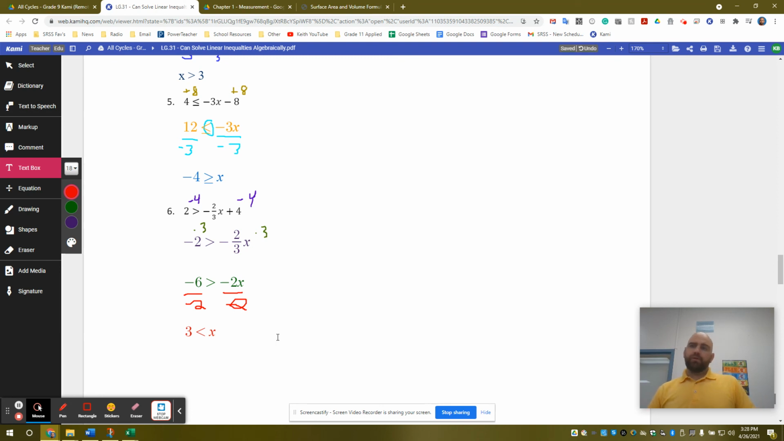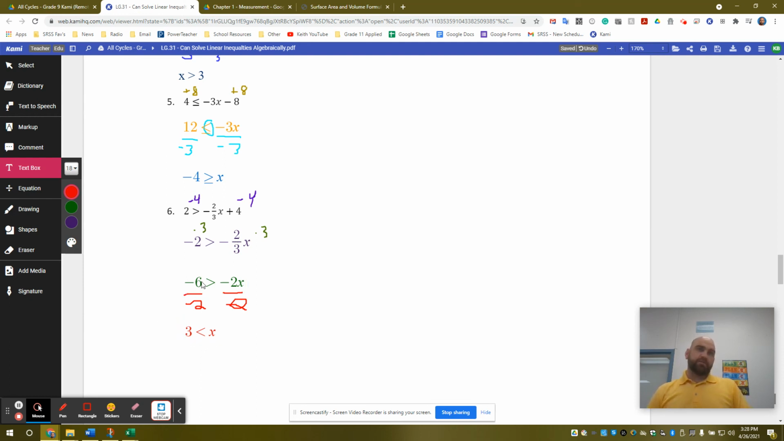So again, when we're solving them, we solve it exactly the way we would with linear equations, doing the same steps, moving the same things apart. But now if we multiply or divide every piece by a negative number, we need to make sure we flip the sign around. So the sign gets flipped. It's a small thing, but it makes a large difference.